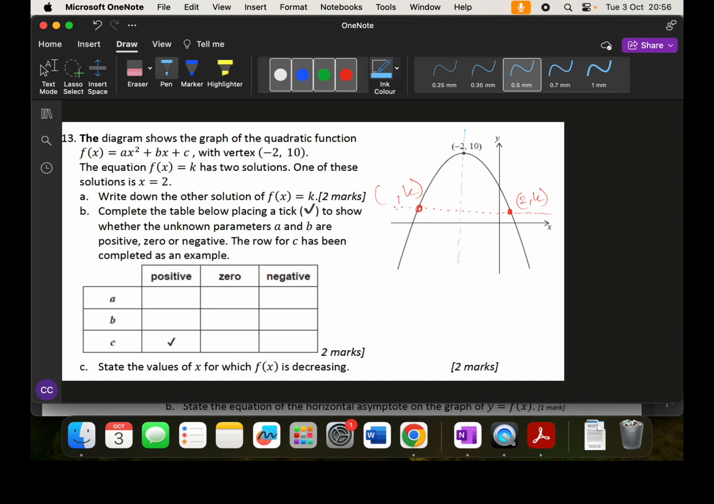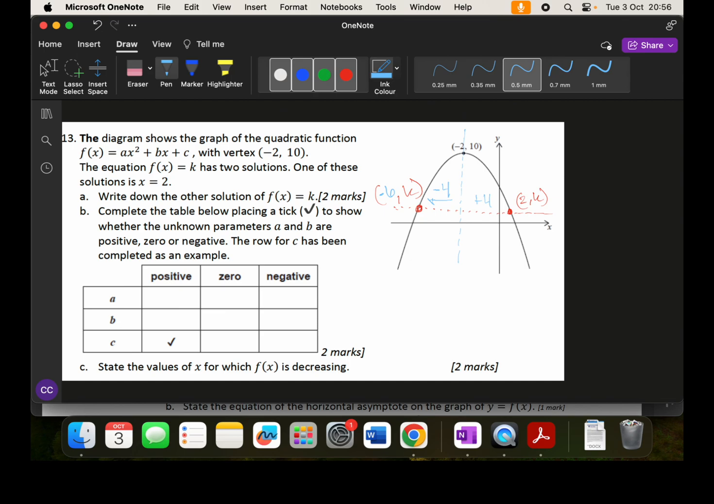So the distance between the axis of symmetry and here is 4 over that way. So the distance back over this way is -4 because it has to be symmetrical. So the other solution is going to be when x is -6, because that's just how that works.